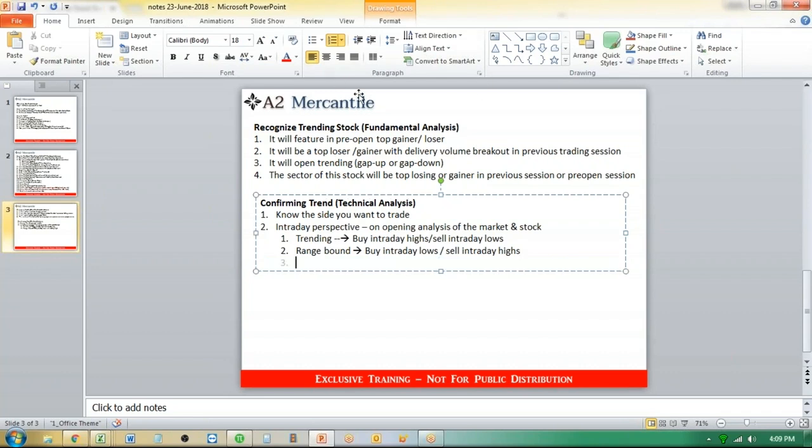Now the third thing is going to be, there are three methods of trend confirmation based on price or volume action. Okay, the first one is trending zones.